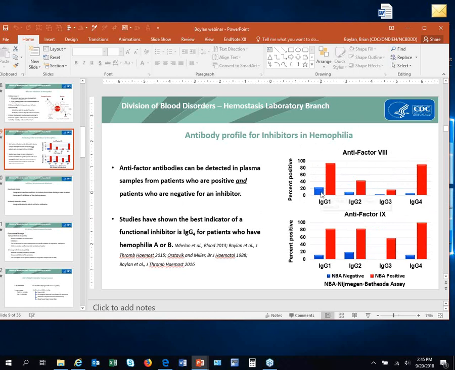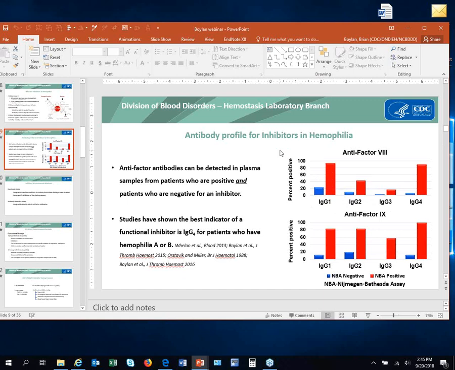I will note, though, that IgG1 are much more common in patients who are negative by the Nijmegen-Bethesda assay. So you have to be careful when you're looking at strictly IgG1 positivity.